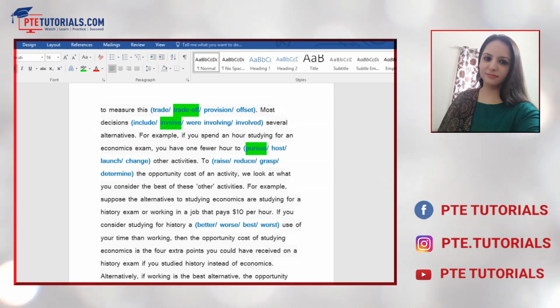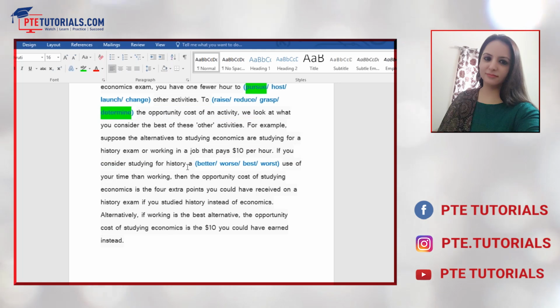Very good, Prajakta. Very good, Tamanna. You are actually determining the opportunity cost by giving the example. Then, if you consider studying for history, as you are finding the ways to determine the cost, a dash use of your time than working. If you consider, he's giving you 2 opportunities, because finding here means determining the opportunity cost. If you consider studying for history, a better choice as compared to working.